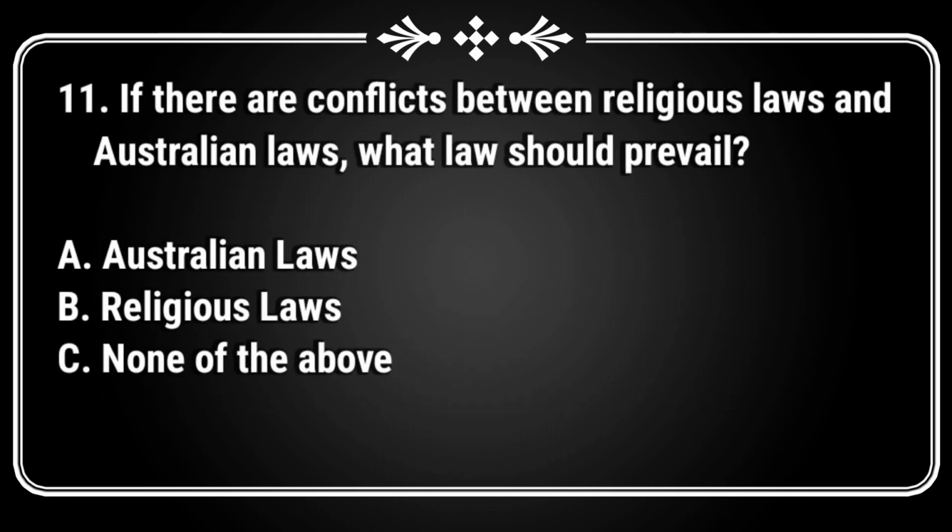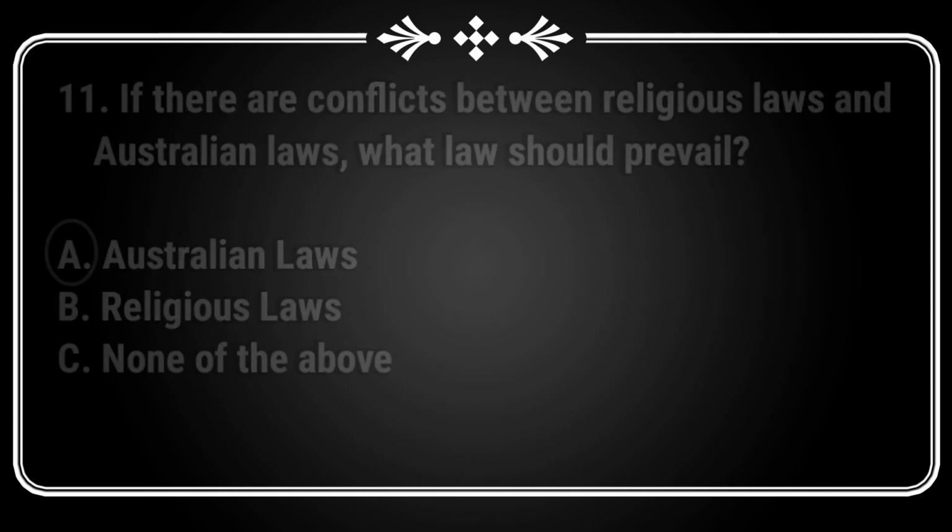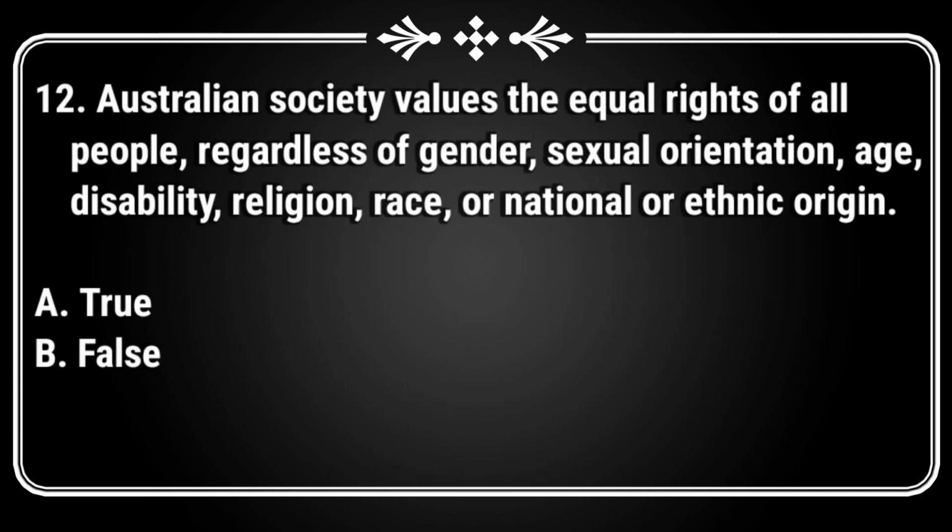Number 11. If there are conflicts between religious laws and Australian laws, what law should prevail? Letter A, Australian laws. Letter B, religious laws. Letter C, none of the above. The answer is letter A, Australian laws. Number 12. Australian society values the equal rights of all people, regardless of gender, sexual orientation, age, disability, religion, race, or national or ethnic origin. Letter A, true. Letter B, false. The answer is letter A, true.